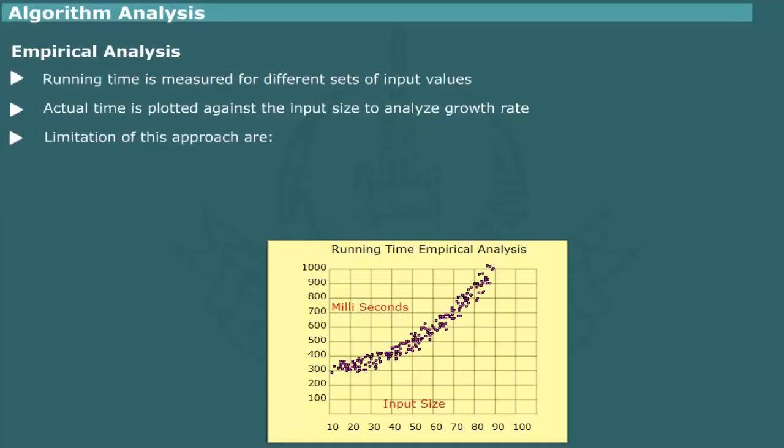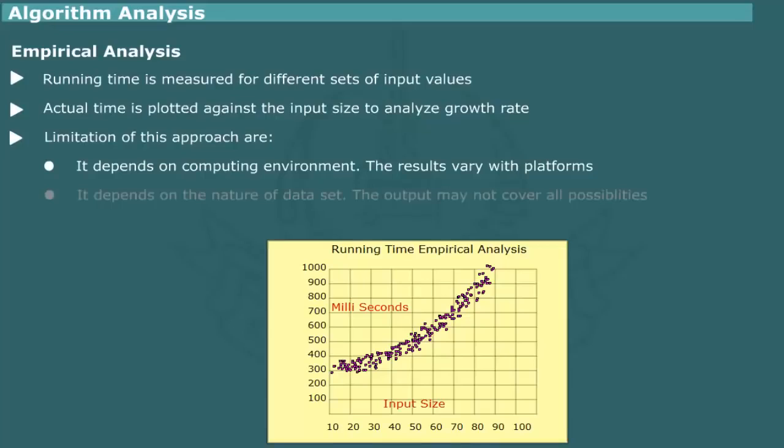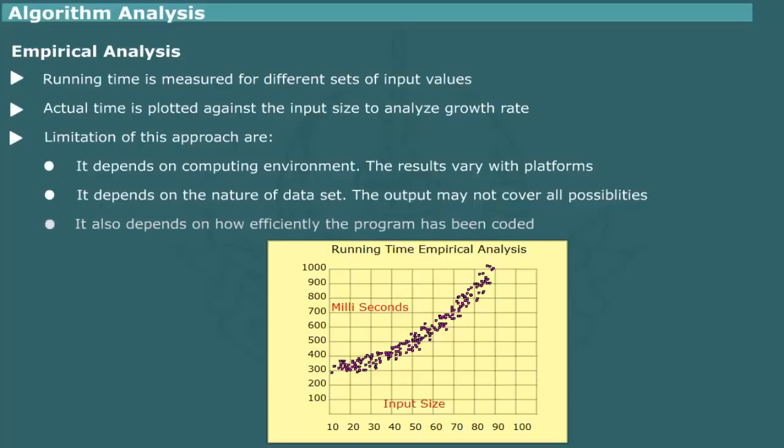The empirical approach has several limitations. It essentially depends on the computing environment such as hardware and operating system. Thus, the result of analysis can vary with platforms. It also depends on the data set chosen for test purposes. The empirical data may not be comprehensive, covering all possibilities. To a greater extent, runtime depends on how efficient the algorithm is programmed for a particular machine.